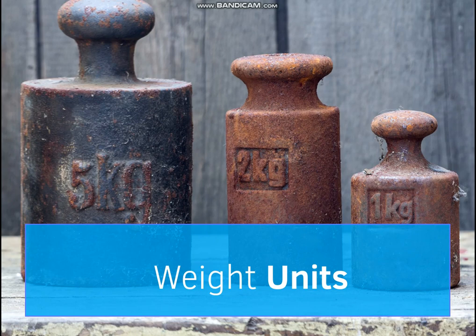So we have a number of weights here. You can see we have a 5 kg weight, a 2 kg weight, and a 1 kg weight. Now, this 1 kg weight is 1 kilogram, and 1 kilogram means that this weighs, in terms of grams, 1,000 grams. Now this weight here is 2 kg, 2 kilograms, and this weighs 2,000 grams. And this weight is 5 kilograms or 5,000 grams. Okay?